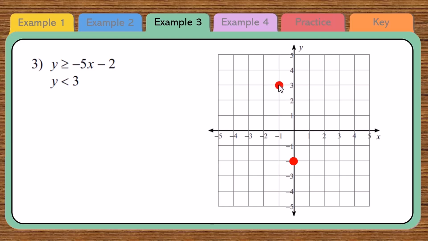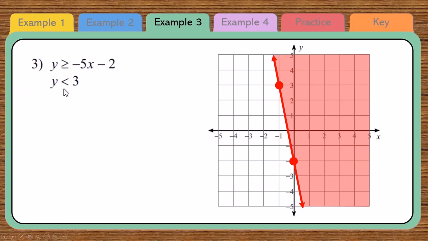This still has a slope of -5. You're going down 5 over 1. I just had to do it backwards to make it land on the graph. The line will be solid because of the symbol. Above or below? We want to be above. Y is greater than that. So here's my y-intercept. I want the part that's above that. So this is the part of the graph I'm going to shade. We are all done with that first inequality.